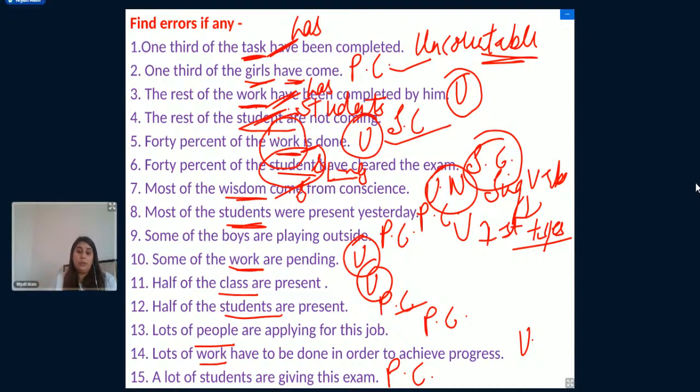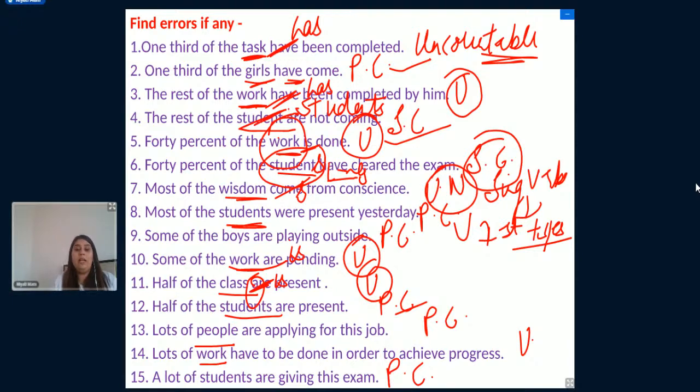Work, uncountable noun. So our verb cannot be plural here. Some of the work is pending. Half of the class are present. Half of the class is present. Class is an uncountable noun, so is. Half of the students are present. Students, plural countable noun, plural verb.